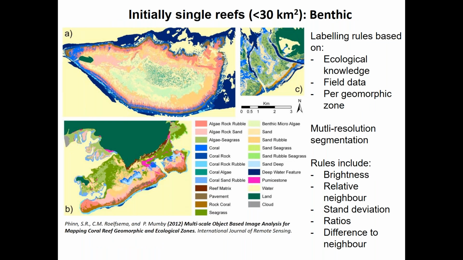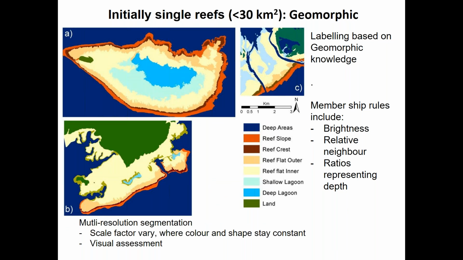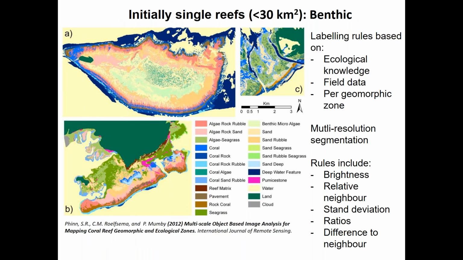Now, within each of these zones, we looked into detail, zone by zone, within each of these geomorphic zones, we analyzed them to look at benthic composition. And we could do that to a high level of detail because we had so much field data for it. And also there we use brightness, neighborhood relationships, and also difference to closest neighbor to pull out features that are characteristic. As you will notice, at several places I put the publication where you can read more about this work for that specific topic. Now, this is about a single reef.